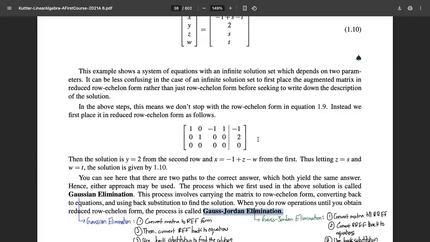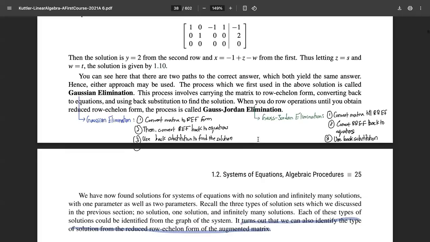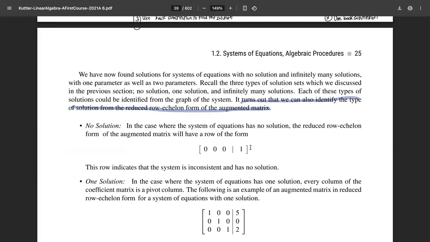There's still one page left in this chapter, but this video has been pretty long, so I'll continue in my next video. I'll wrap up this chapter by covering this page and this subsection, and then we'll be done with chapter 1.